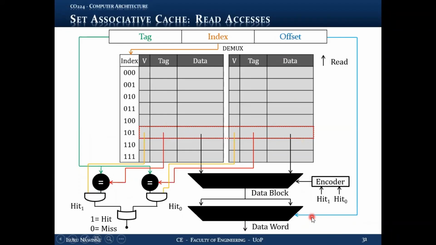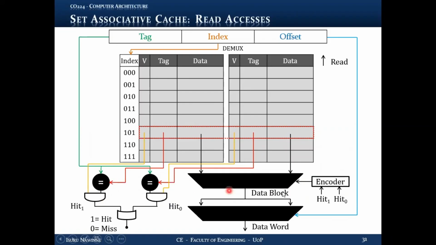Now, it should be noted that your delay is much higher compared to the direct mapped implementation. You had to wait until these hit signals are stable, right? You update these hit signals and they stabilize. Only after that, the encoder output can be stabilized and you can select the appropriate data block, right? So your data block selection from each and every way depends on the output of the comparator tag comparison circuitry.